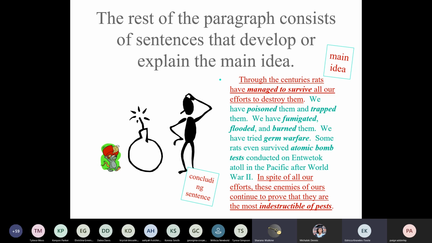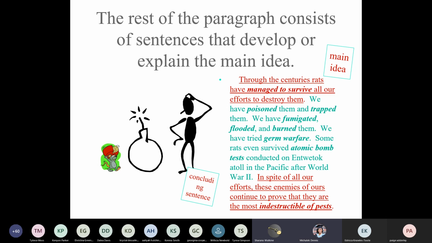Paris says it's giving details of how they managed to survive after all their efforts. Yes, you are correct, but I want you to be more specific. What does the supporting detail say to show that it's supporting the topic sentence or the main idea? Brittany says some rats even survived atomic bombs. All right. What else? What other ways did they try to get rid of them that shows that they survived after all these efforts?